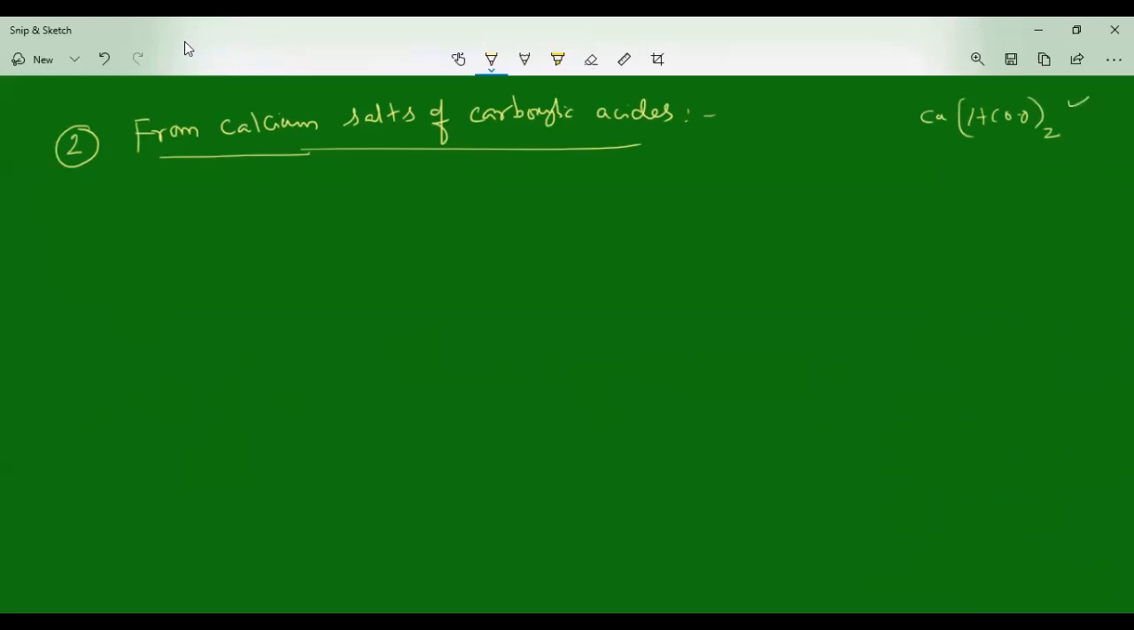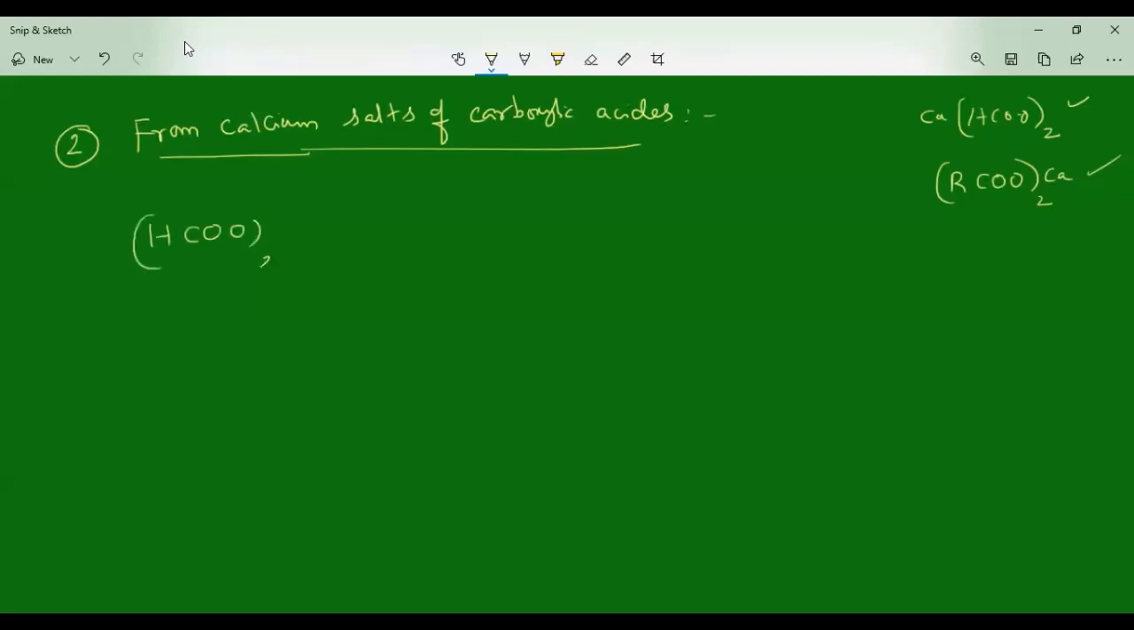Or else, if you have the calcium salt of other carboxylic acids, usually we have carboxylic acid, and the carboxylate ion is RCOO. For other carboxylate ions, you write (RCOO)2Ca. This is also another kind of carboxylic acid salt. The first one we have taken is calcium formate. So what is calcium formate? That is (HCOO)2Ca.